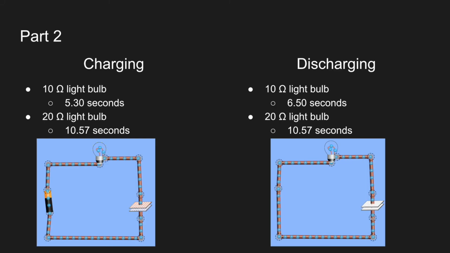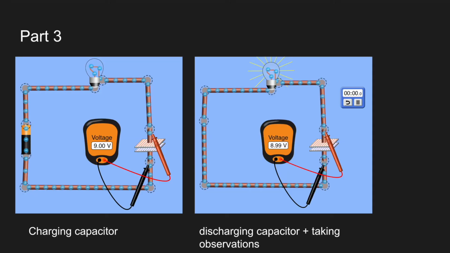So we measured the time for the capacitor to charge using a 10 ohm light bulb and a 20 ohm light bulb, and we also measured the time for a 10 ohm light bulb and 20 ohm light bulb when we are discharging the capacitor. So then we are going to take measurements after we charge the capacitor and then discharge the capacitor using a stopwatch and timing it for 20 seconds and taking observations of the voltmeter about every 1 second.